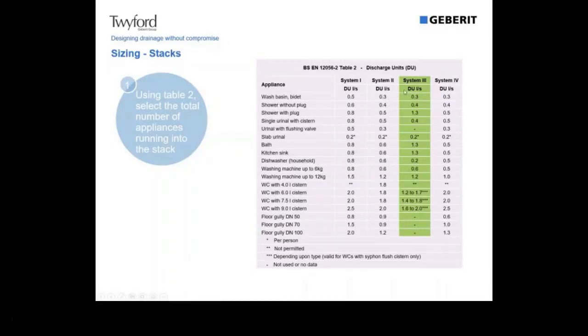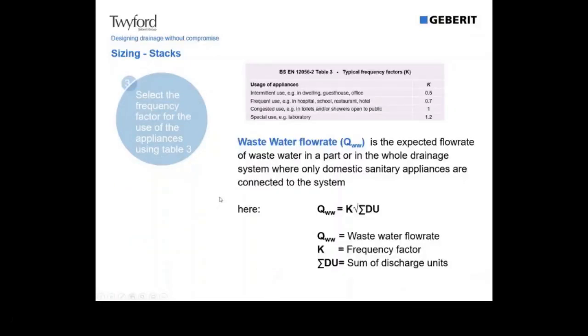Sizing a stack rather simply is taking whichever appliance it is, whichever system you're looking at. These are all in 12056, table 2. And these will give you system 1, system 2, system 3. In this example, we'll look at system 3. That's the standard UK. You would then add up all the discharge units from the appliances to give you a total number. You then look at table 3. So having looked at table 2, you look at table 3. Table 3 gives you the frequency, and this will give you the demand frequency on it.